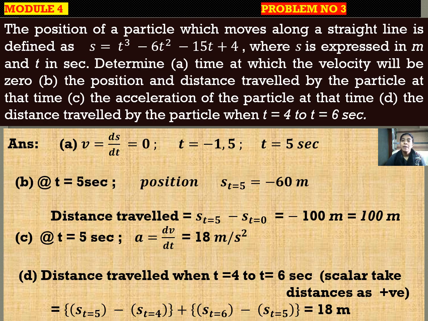The position of the particle which moves along a straight line is defined as S is equal to t cube minus 6t square minus 15t plus 4, where S is expressed in meter and time in seconds. Determine the time at which the velocity will be 0, the position and distance travelled by the particle at that time, the acceleration of the particle at that time, and the distance travelled by the particle when t is equal to 4 to 6 seconds.